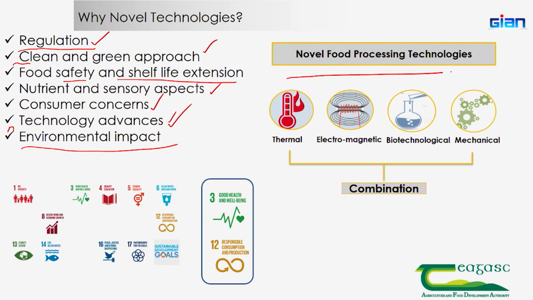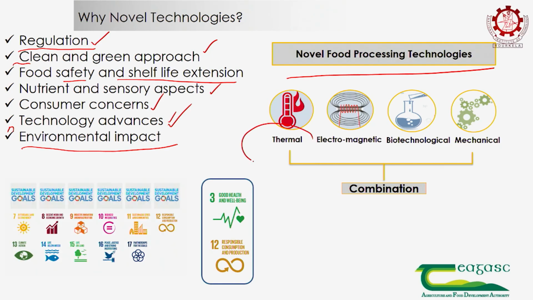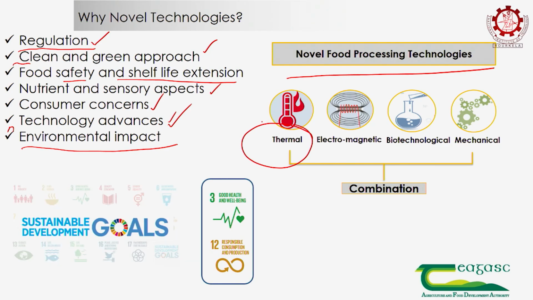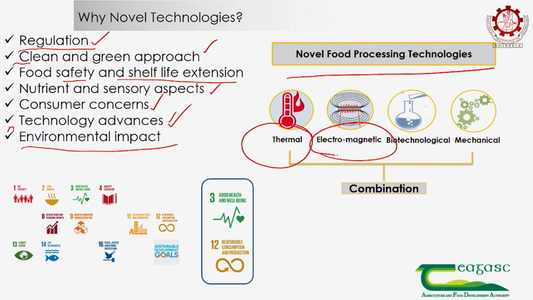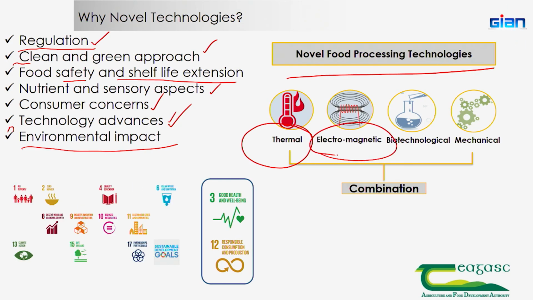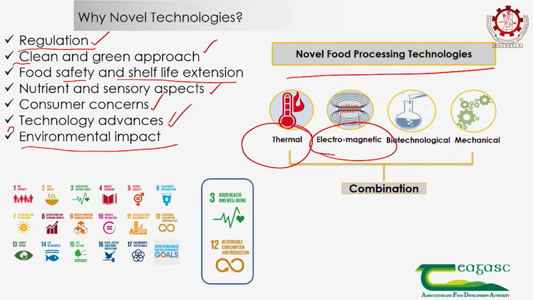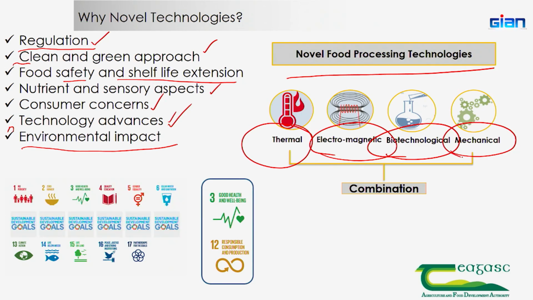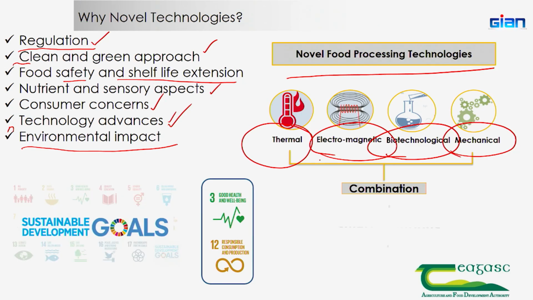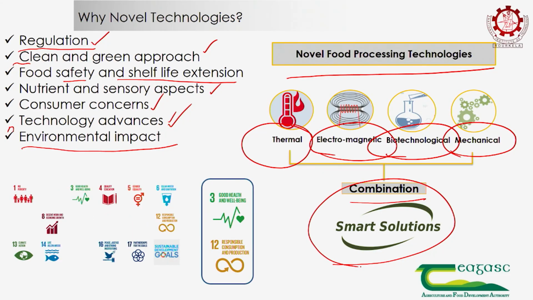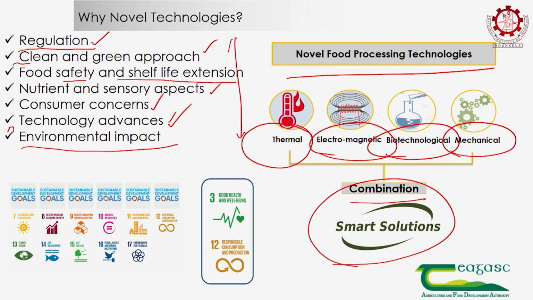Now, when it comes to novel food technologies, they can again be classified based on the energy: thermal, electromagnetic. Any idea on electromagnetic? The electromagnetic spectrum is used in light based technologies, and you have your microwave or pulsed electric field. Biotechnological: enzymes and microorganisms. Or mechanical. Technology on its own or a combination of these technologies to derive smart solutions to achieve any of those goals.